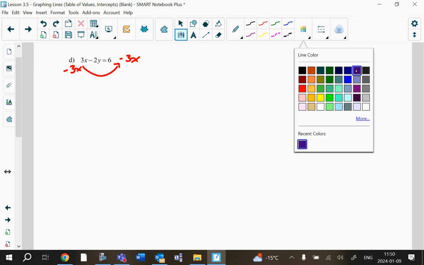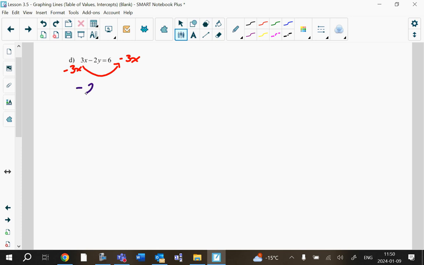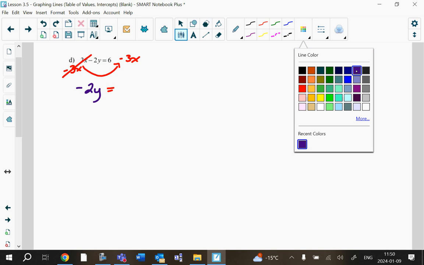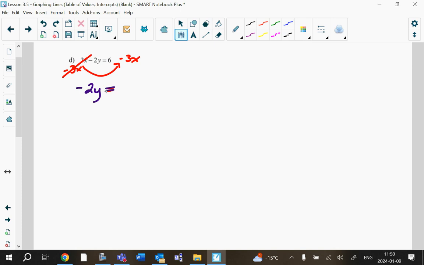So when I do this, I'm going to still have minus 2y because those disappear. On this side, I'm going to have 6 minus 3x, but I'm actually going to write it like this. It's okay if you wrote it as 6 minus 3x, but I always like to write the x first. I find it easier to calculate when I do my table of values, when the x is before the number.